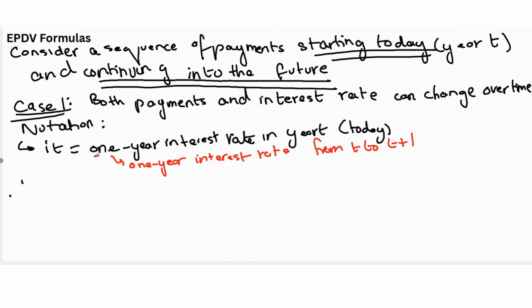There are two key things to note here. It's the 1 year interest rate, and it's in year T. So in year T, and this corresponds to this over here. And T means today, year T.